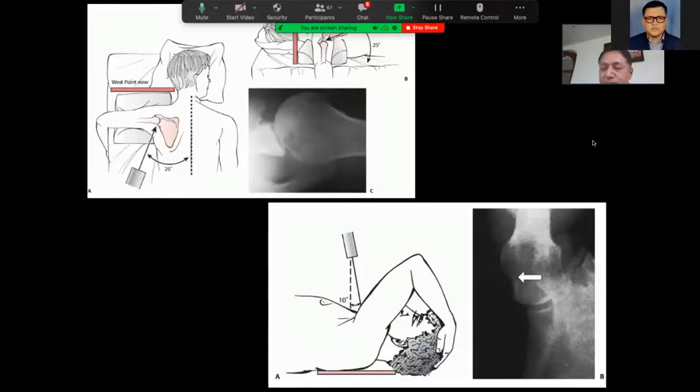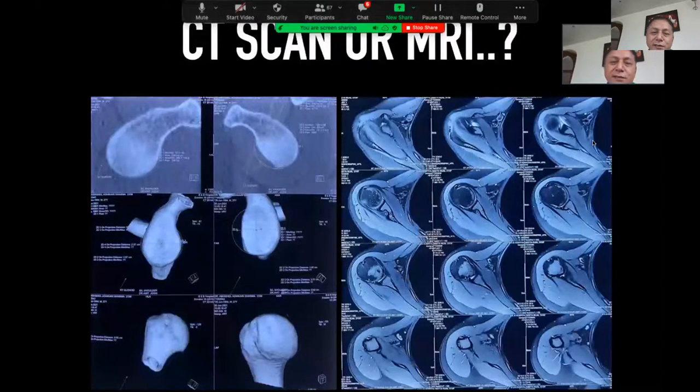So my question is, are these fancy views a practice to do, or just for academic purposes? It is better to know, but all these views may not be possible in acute dislocations. For acute dislocation, simple views are enough.